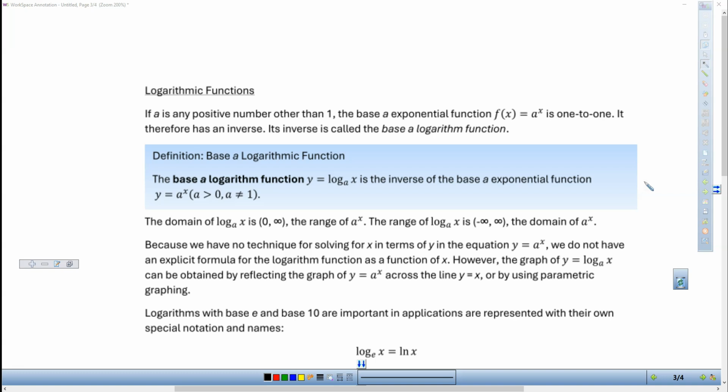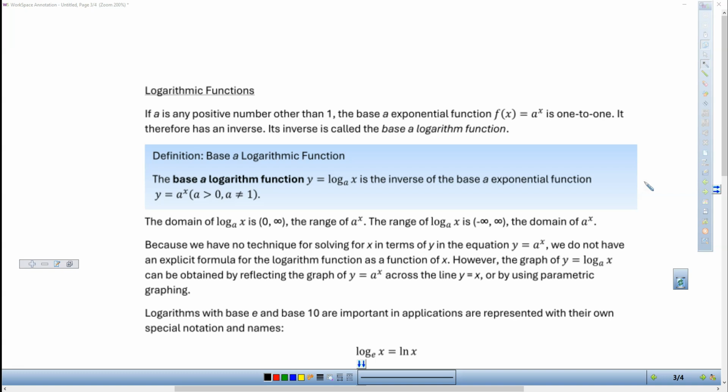The inverse is called the base a logarithm function. What this simply means is the logarithm function y equals log base a of x is the inverse of the base a exponential function y equals a to the power of x, for when a is greater than 0 and a does not equal 1. The domain of log base a of x is from 0 to infinity, which is equivalent to the range of our original a to the x function. The range of log base a of x is from negative infinity to infinity, which is the domain of a to the power of x, because remember, we are just interchanging the x and y values.